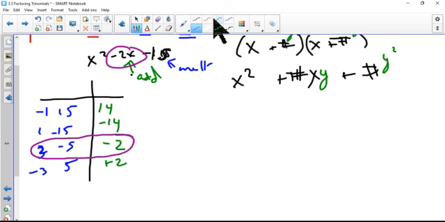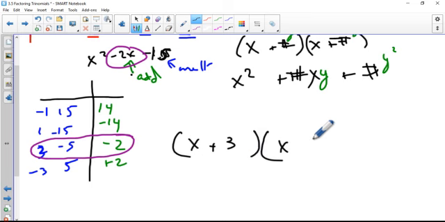So writing out our factors, therefore we would have x plus 3. I left a space intentionally. x minus 5. And on the ends, we tag on y's. So it would be 3y and 5y.